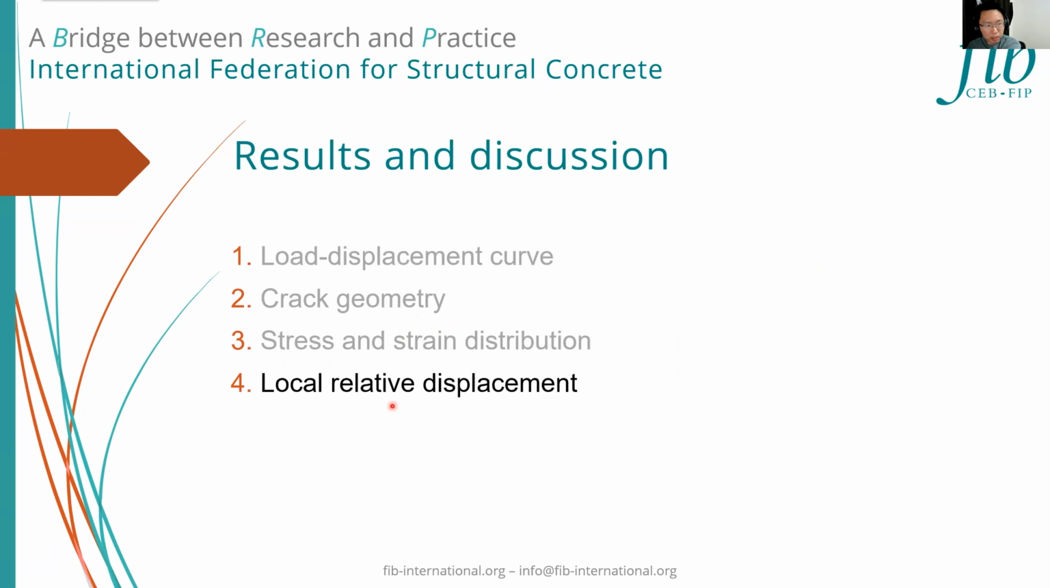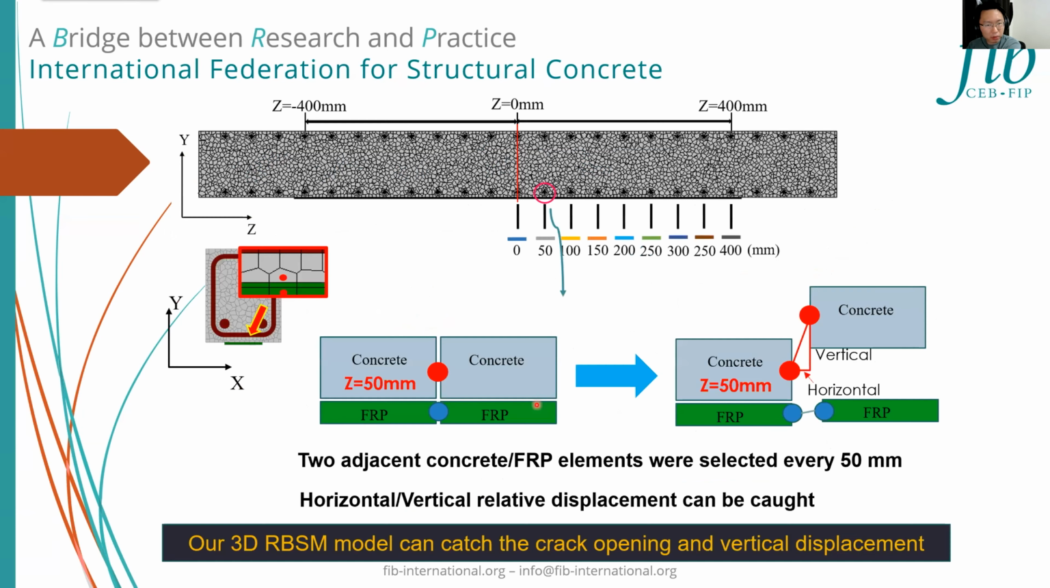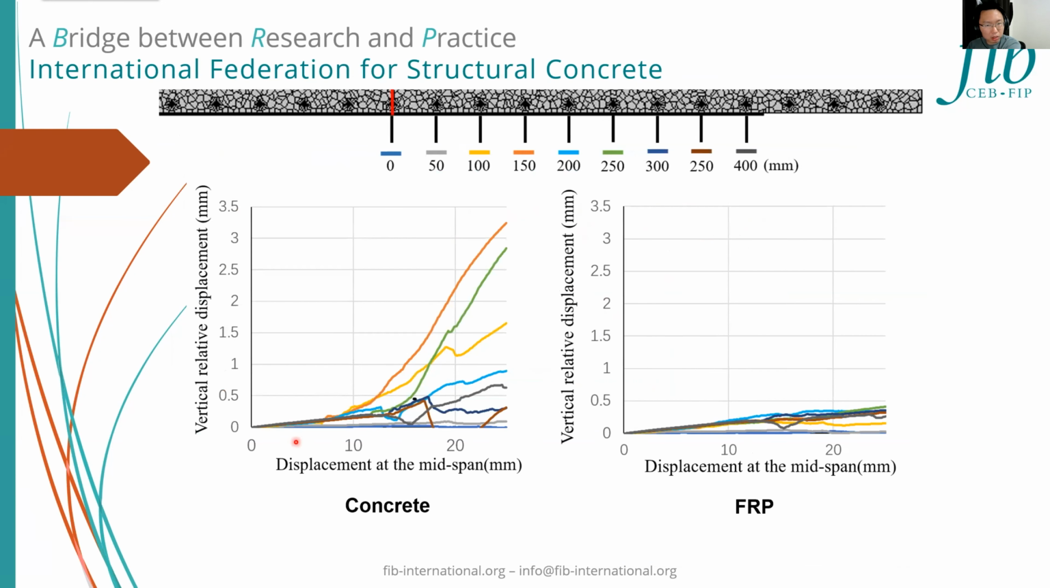And then the local relative displacement. The advantage of our discrete analysis is that we can simulate the crack opening and the vertical displacement together. Two adjacent concrete and FRP elements are selected every 50 millimeters from the midspan towards the fully debonded side to investigate the local displacement behavior. And the graph shows the vertical relative displacement of the adjacent elements of concrete and FRP respectively. The horizontal axis represents the loading process.